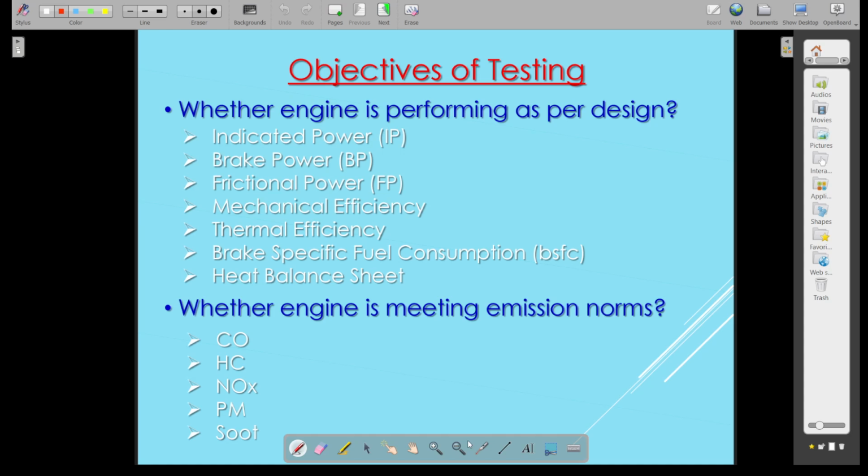When we want to study testing of IC engines, we need to know what we mean by indicated power, what we mean by brake power, what we mean by frictional power, mechanical efficiency, thermal efficiency, BSFC, and heat balance sheet. These are the components of engine performance: indicated power, brake power, frictional power, all this.